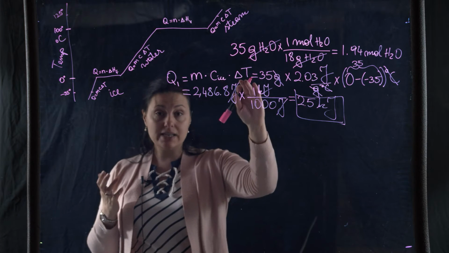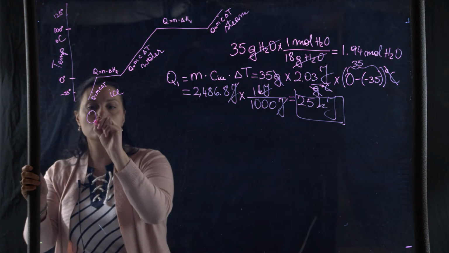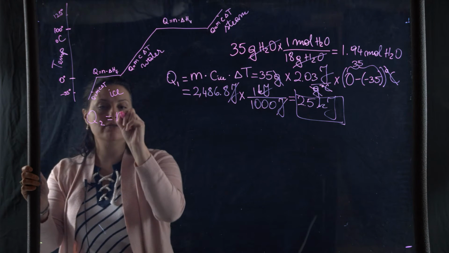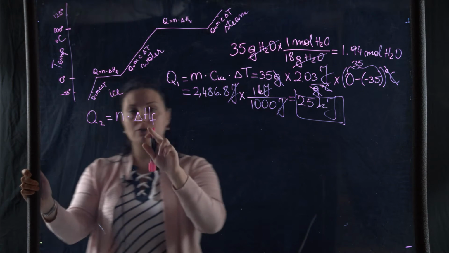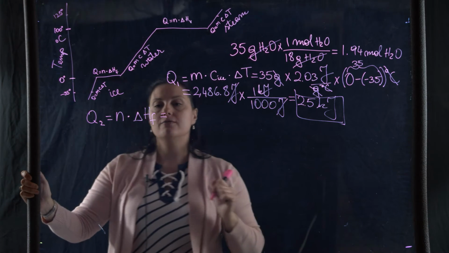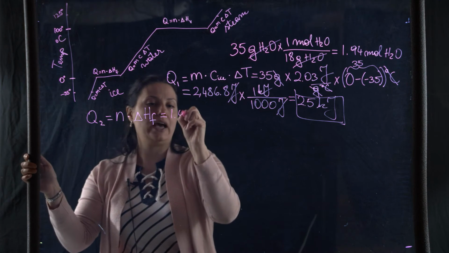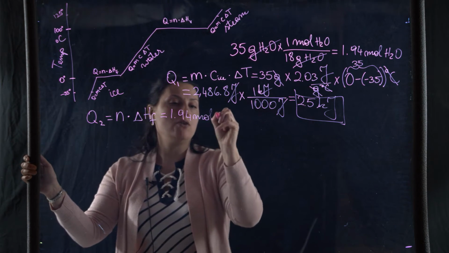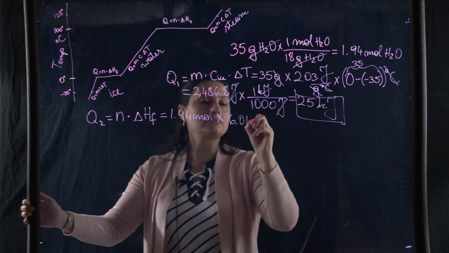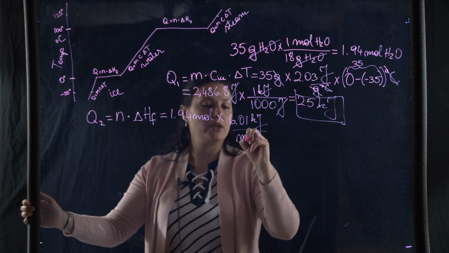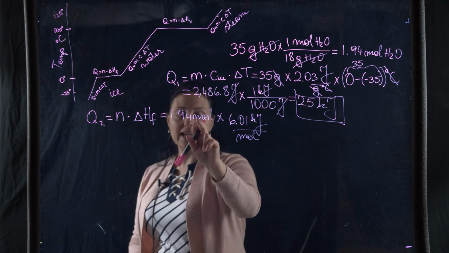I can't use delta T because temperature doesn't change, so I have to use this particular formula. So Q2 is equal to n, the number of moles, times delta H_f, delta H of fusion, the heat of fusion, the enthalpy of fusion for water. And I calculated up here 1.94 mole of water times, this is 6.01 kilojoules per mole.